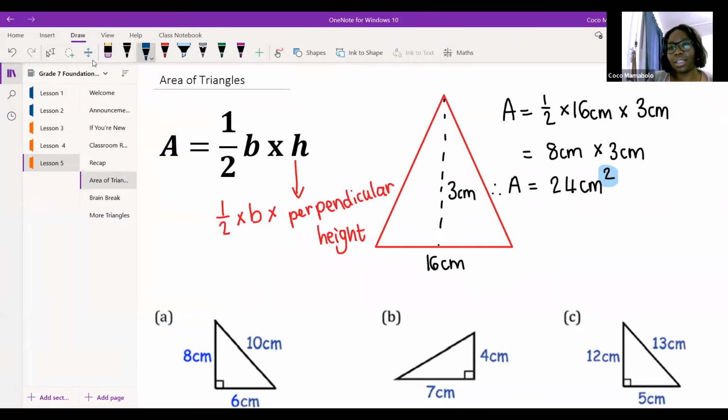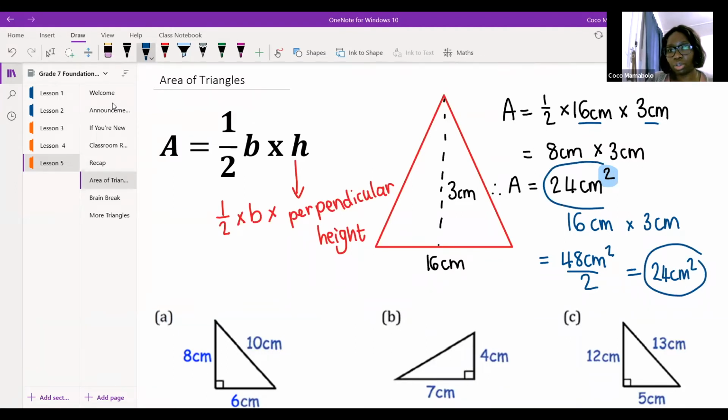If I take 16 times 3, let's have everyone do this. Go onto your calculator and type in 16 times 3, guys, and give me an answer. 48. Good. We're going to get 48 centimeters squared. And then if I divide that by 2, punch it into your calculator, guys. 48 divided by 2, what am I going to get? 24 centimeters squared. See, 24 centimeters squared.